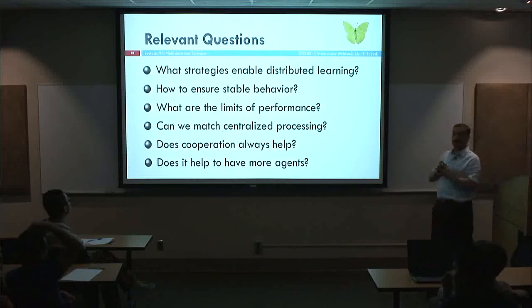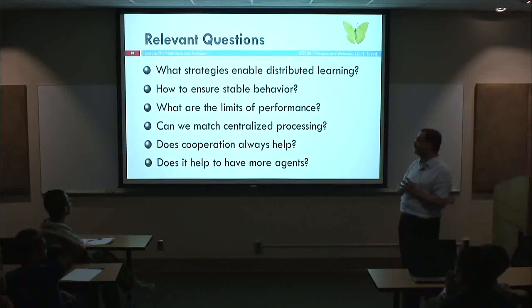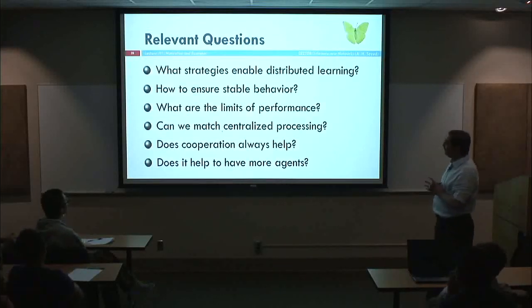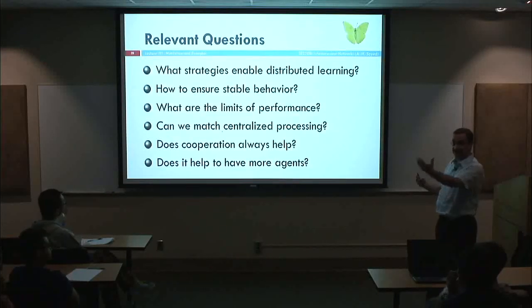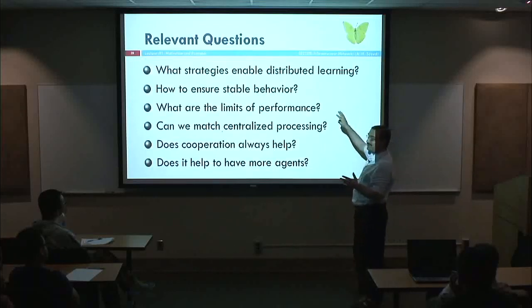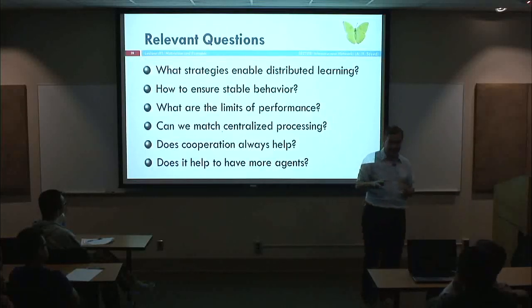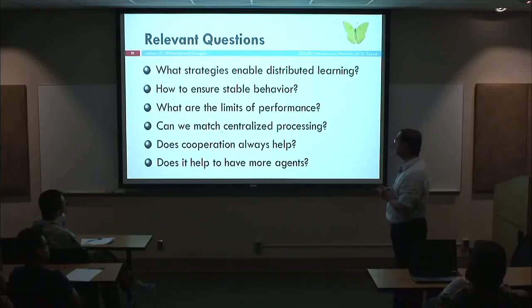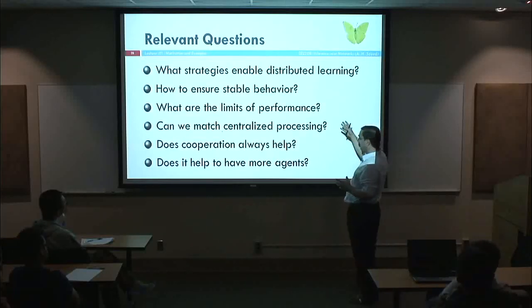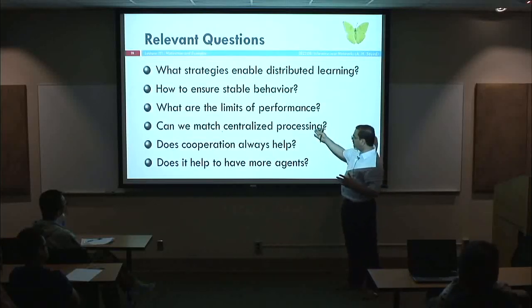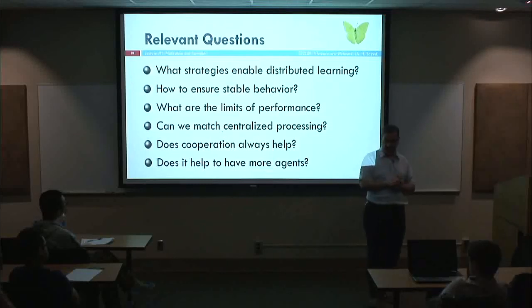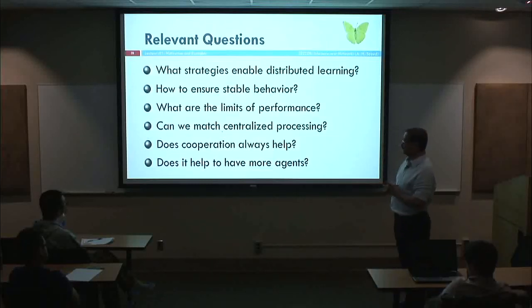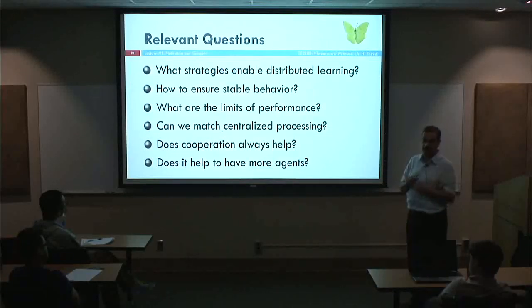So these are some of the questions that we will need to address. Okay, so for example, what type of strategies should I use over networks to enable them to learn and adapt in a distributed manner? And how to ensure that the network will remain stable and behave in a stable manner, right? This is a very important question. What kind of performance can I expect? How close does the performance get to the centralized solution? Is it always helpful to cooperate and work together?